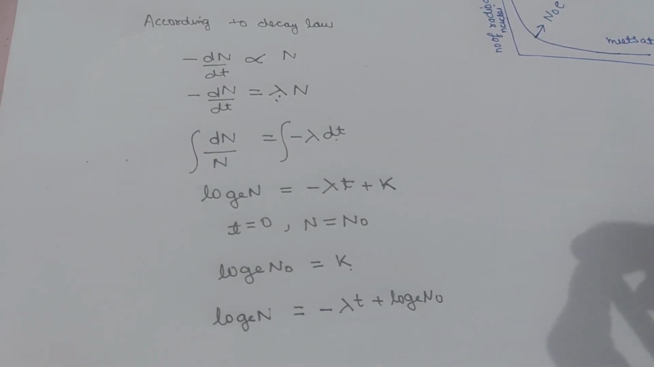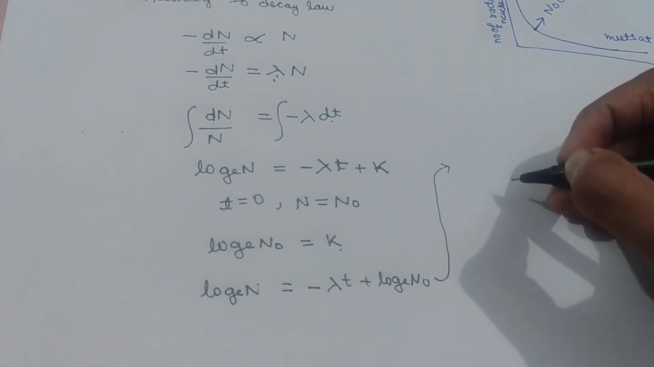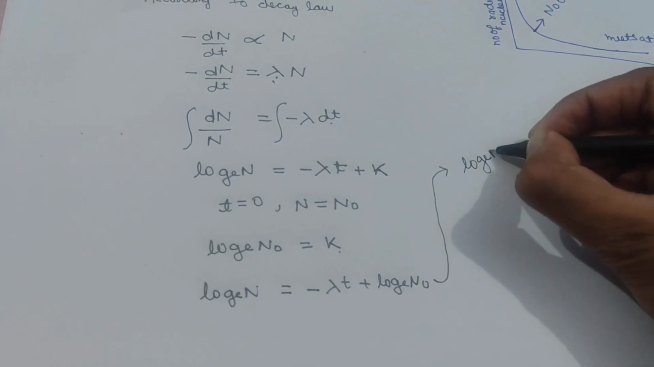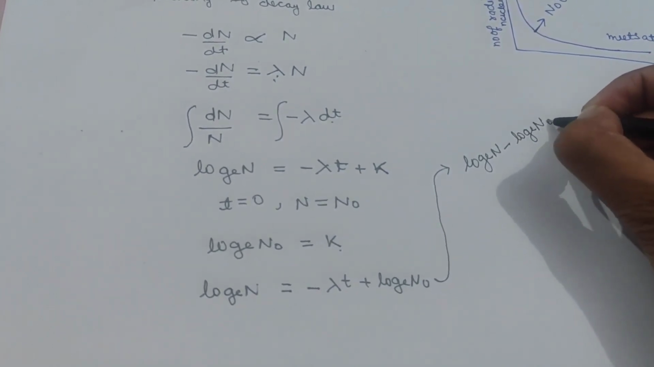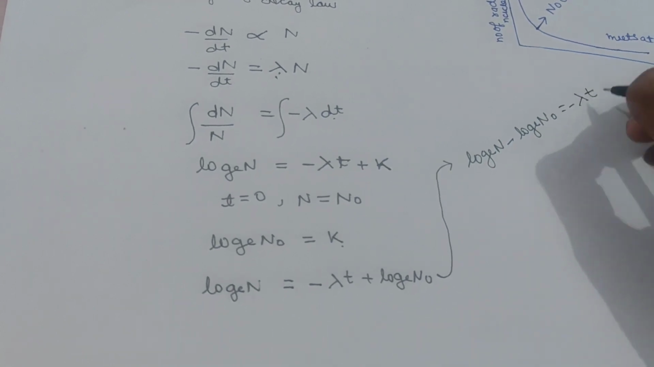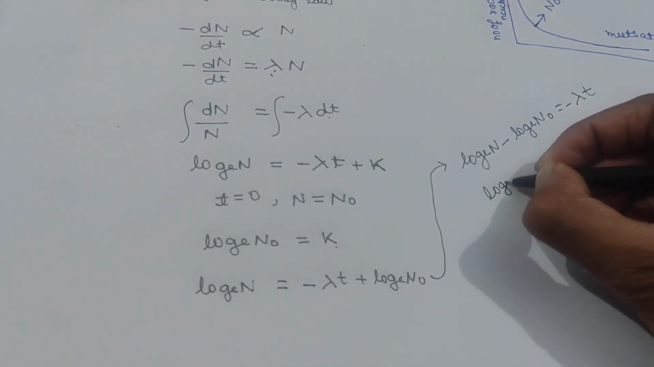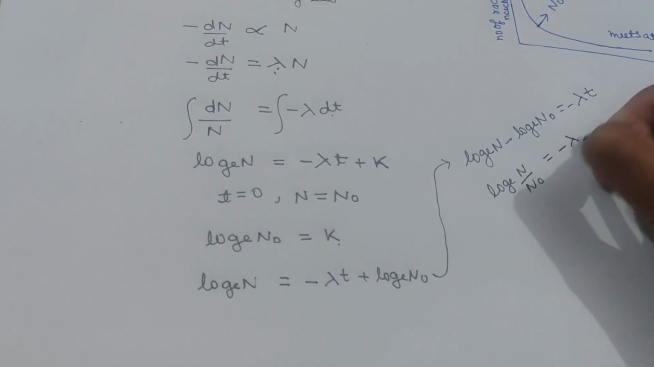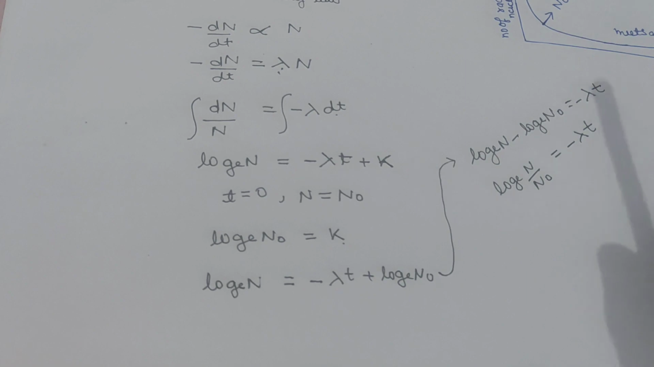now what we'll do, so this will happen: log e N minus log e N naught equal to minus lambda t, and log N by N naught equal to minus lambda t. Okay, minus lambda t. Now what we'll do, now we will take an exponential.